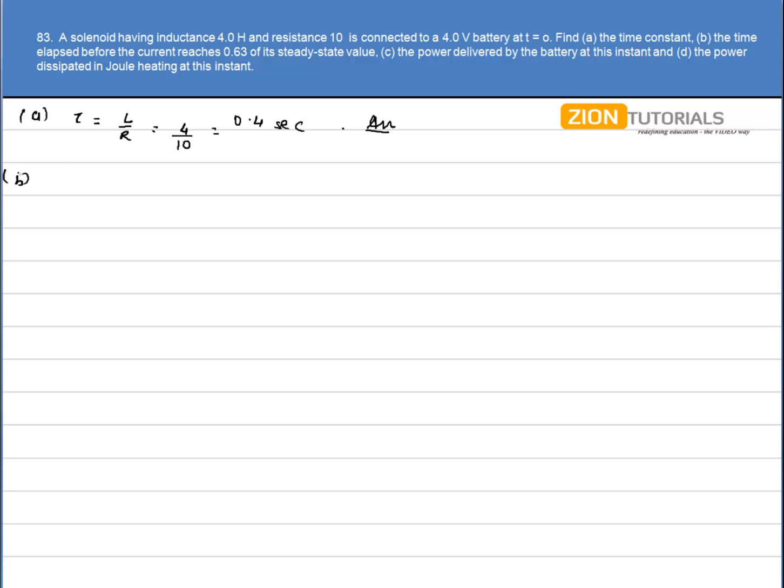In the second part, we need the time elapsed before the current reaches 0.63 of its steady state value. Now one thing is clear, that we have inductance, we have resistance, a battery is connected to it, so obviously charging will take place of the inductance. Fine. And in case of charging, we know that the current in the circuit is given by I is equal to I naught (1 minus e to the power minus t by tau), where I naught is the peak current.